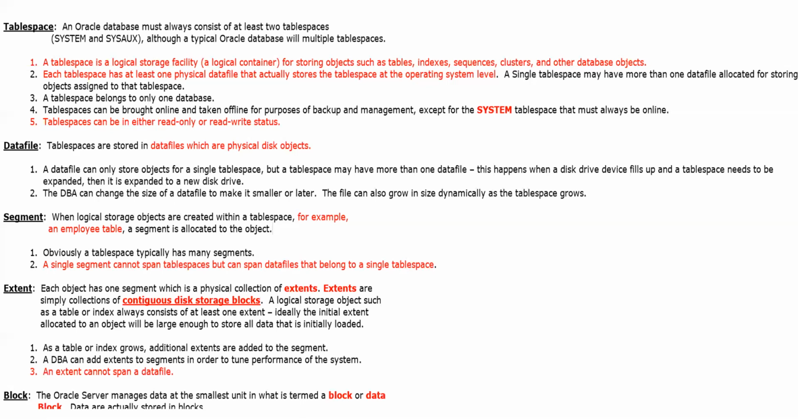A DBA can add extents to a segment in order to tune the performance of the system. As a DBA we can keep on adding extents, but usually we don't do it, because if there are so many tablespaces or segments, it becomes difficult to keep track of how many to add. So from 10g onwards, extent management has been made automatic. Also, a point to remember is that an extent cannot span a data file. An extent can only belong to one data file.